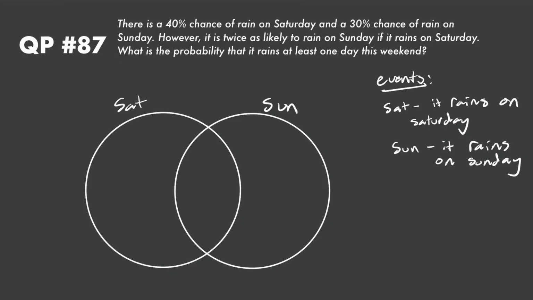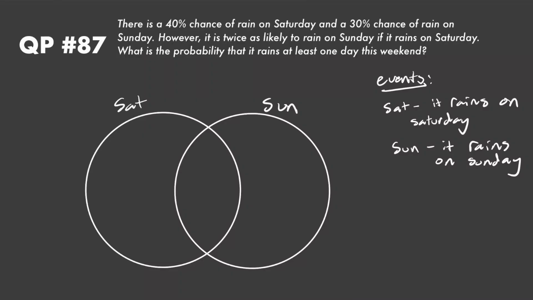Okay, so first let's just try to understand this problem. We have two events. Let's call Sat the event that it rains on Saturday and Sun the event that it rains on Sunday. So if we draw out the Venn diagram, obviously there's some probability of overlap in the event that it rains on both days right here. There's some probability that it rains on Saturday, but not on Sunday. And then there's some probability that it rains on Sunday, but not on Saturday. And there's also the probability that it doesn't rain at all on either day, which is out here.